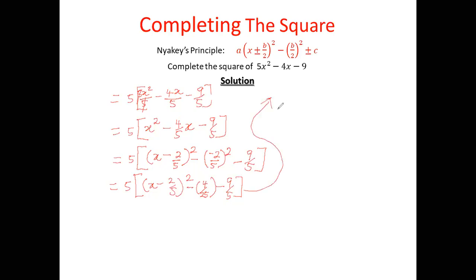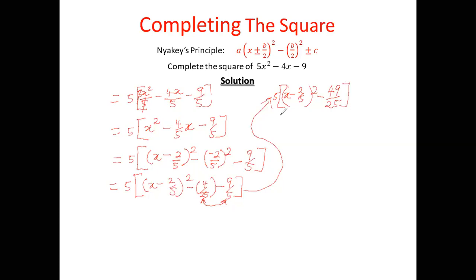So where do we go from here? Well, we have to say 5, square bracket x minus 2/5 all squared. Then these two values here, we must solve them out because they are constants. So that is -4/25 minus 9/5. That should give us -49/25. Is that correct? -49/25.